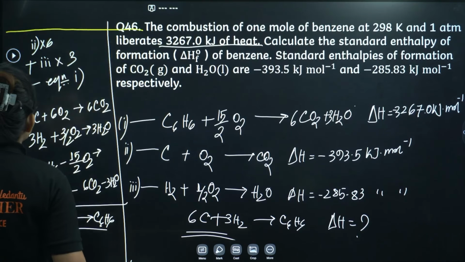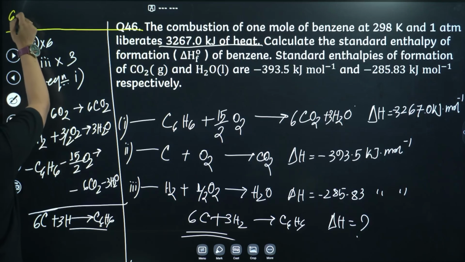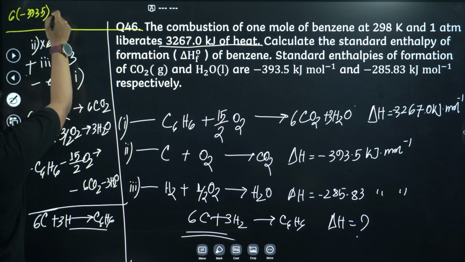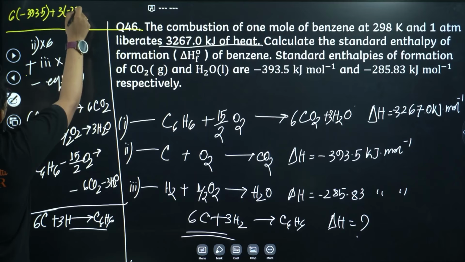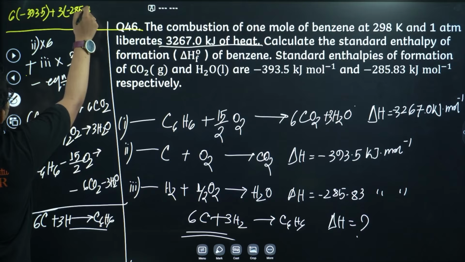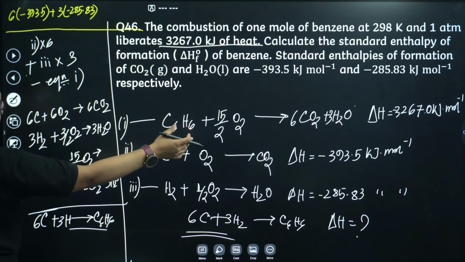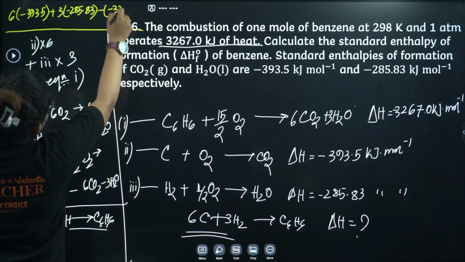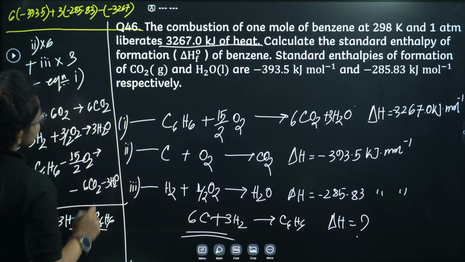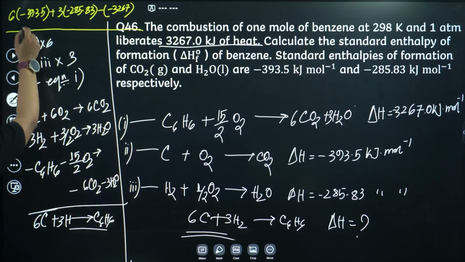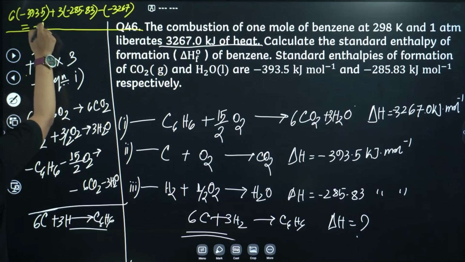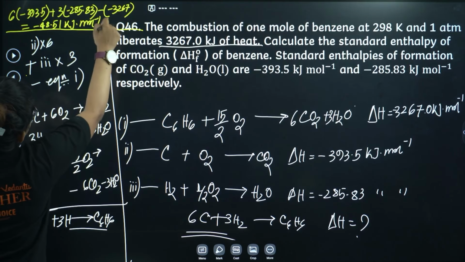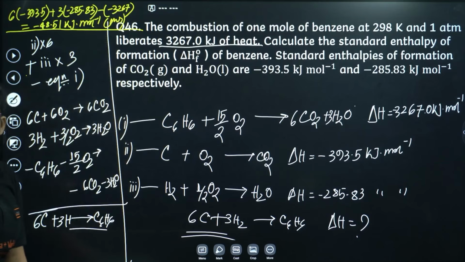Let me just do it here. So basically what I'm getting, 6 into minus 393.5 plus 3 into minus 285.83, and as I'm subtracting that, so minus of minus 3267. If you calculate this, your value will come up to be something like minus 41.51 kilojoule per mole. That is your answer. Okay, I guess it's clear to you now.